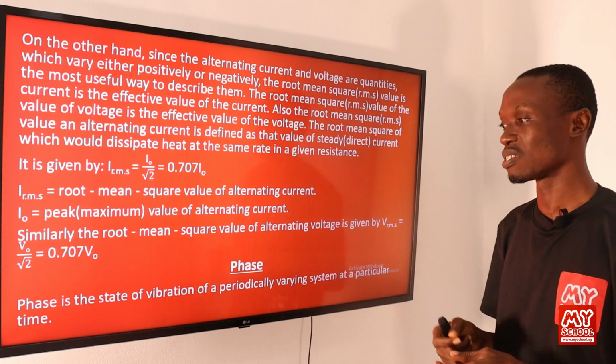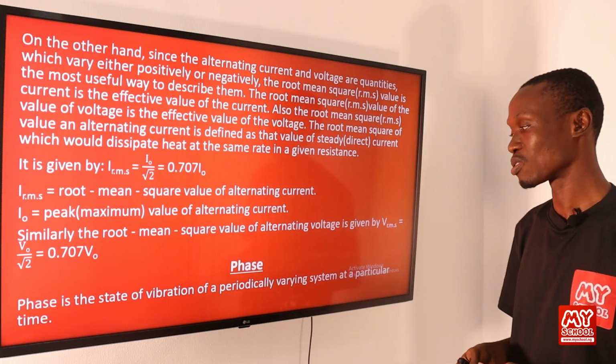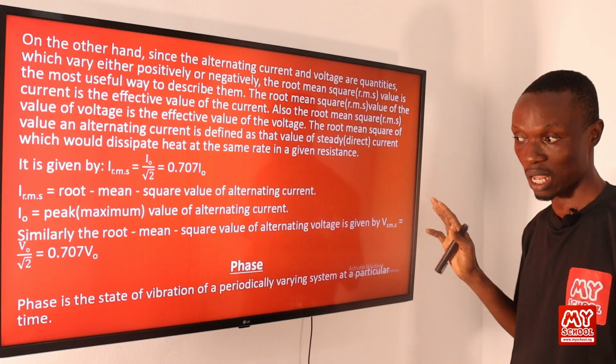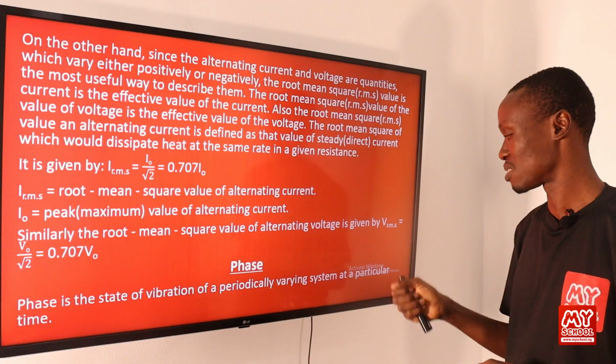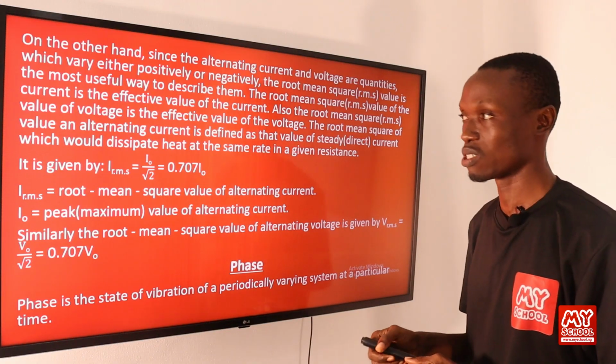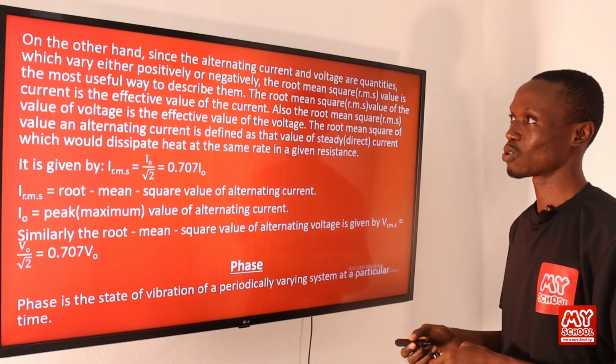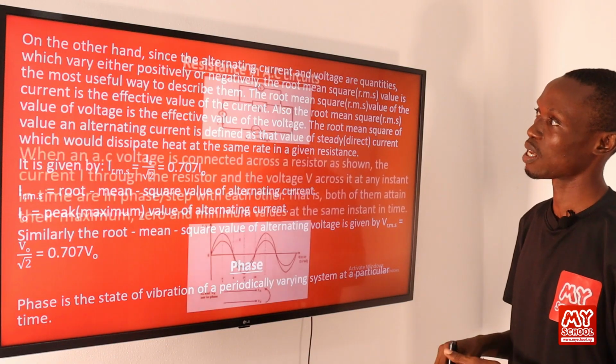Now let's talk about phase. Phase is the state of vibration of a periodically varying system at a particular time. The state of vibration of a periodically varying system at a particular time is what is referred to as phase. So let's move to the next slide to continue with our lesson.